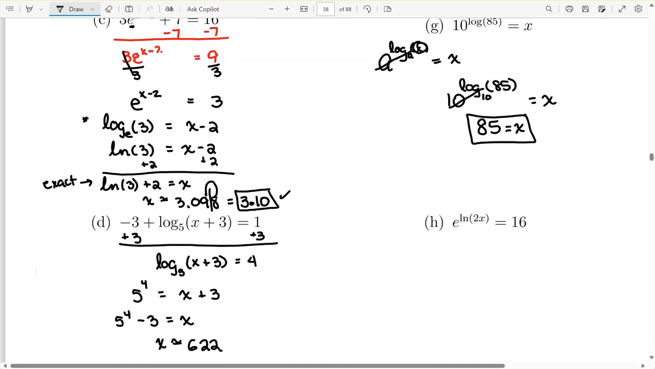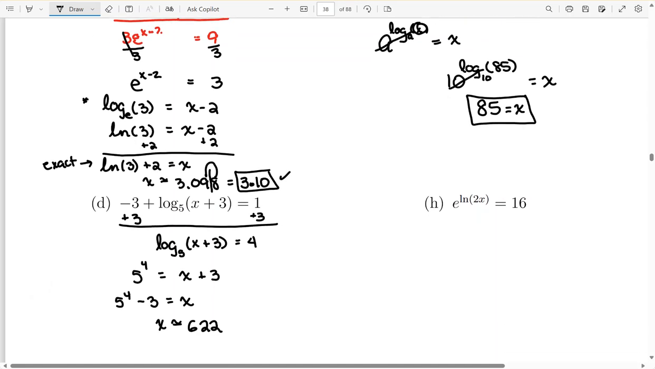Letter H is similar to that. Remember, ln is log base e. So I have e to the log base e of 2x. On this side, these are the same bases. The base is e, the log base e is going to cancel out, and I'm left with 2x equals 16. And then solve for x. Divide both sides by 2. I get x equals 8.